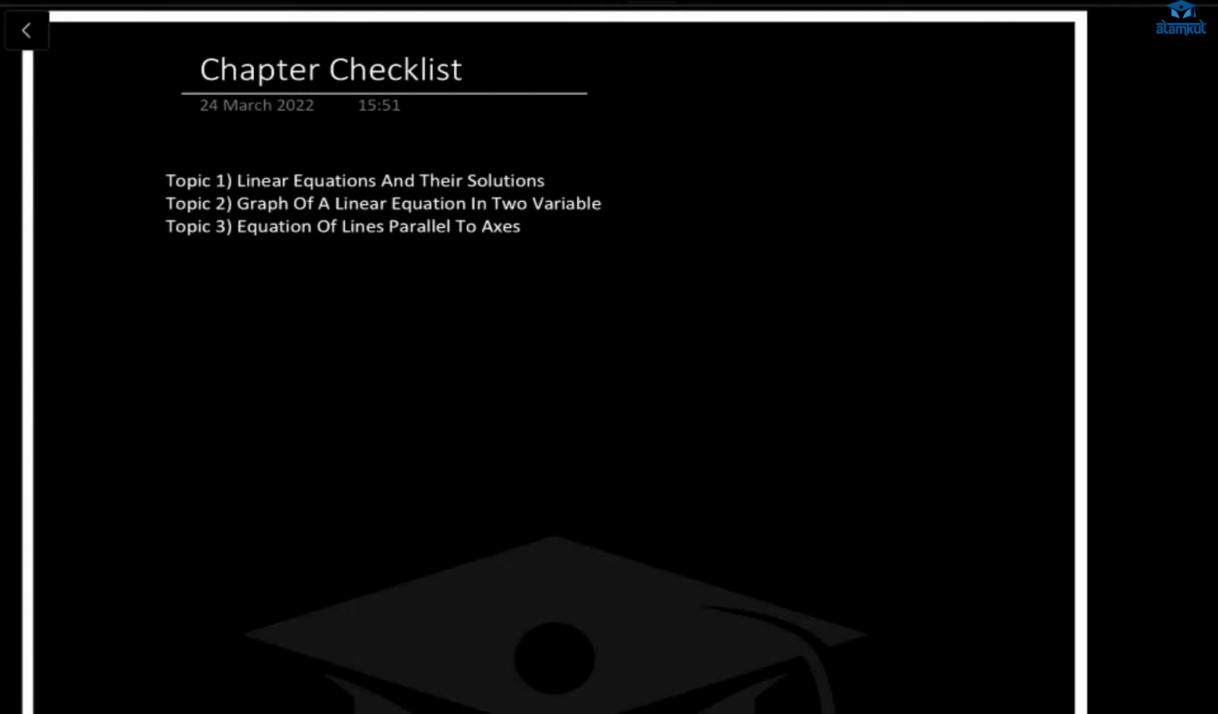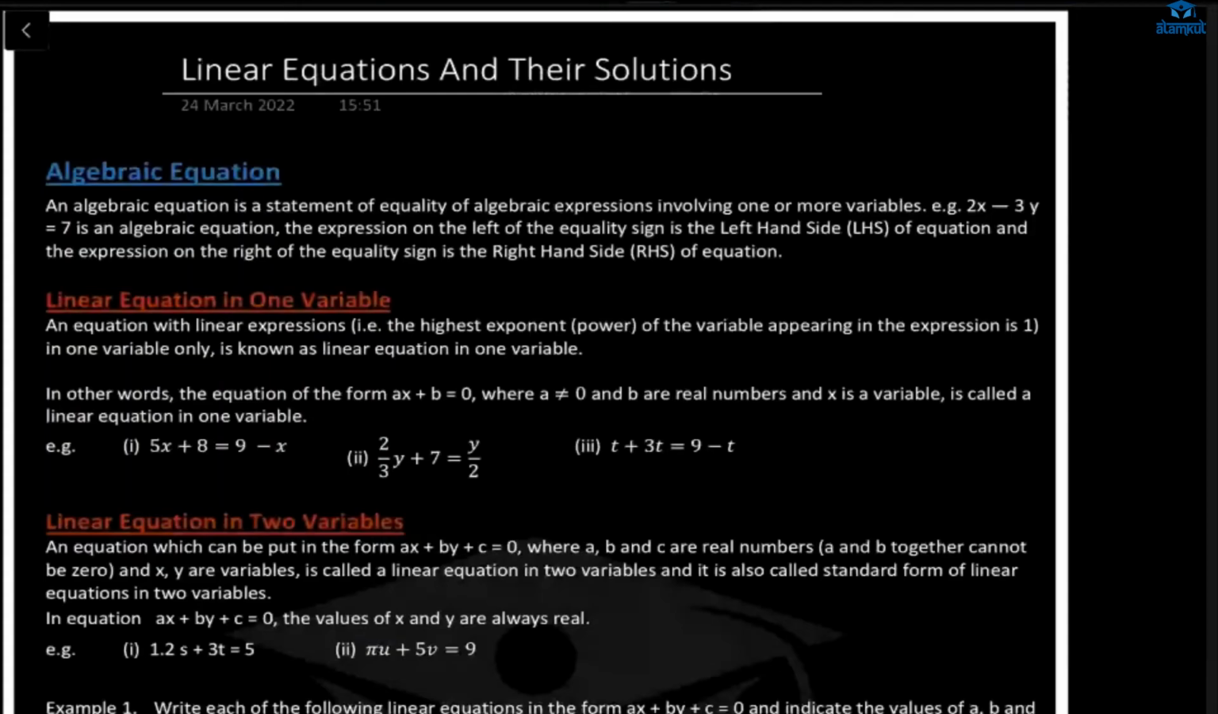So here we will be covering three topics: linear equation and their solution, graph of a linear equation in two variables, and equation of lines parallel to axis. These three topics we will be covering in the chapter. Now let's see linear equation and the solution.